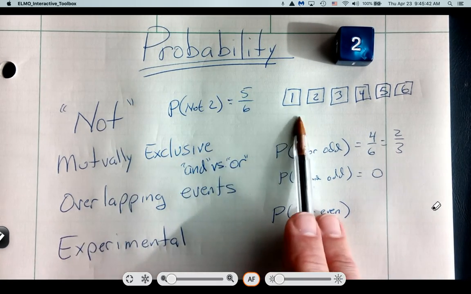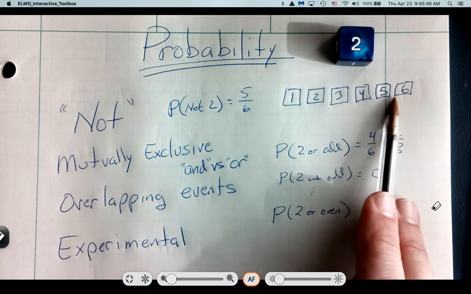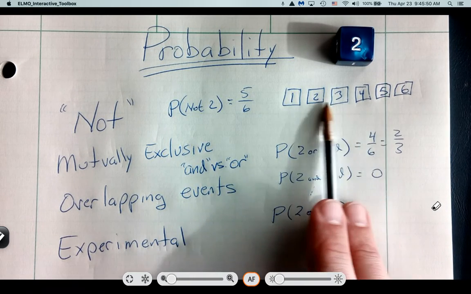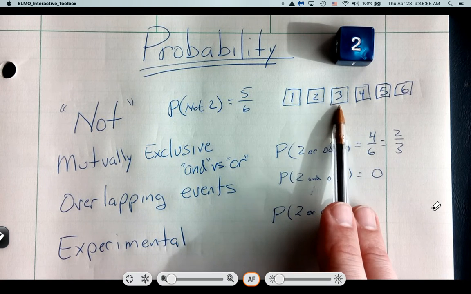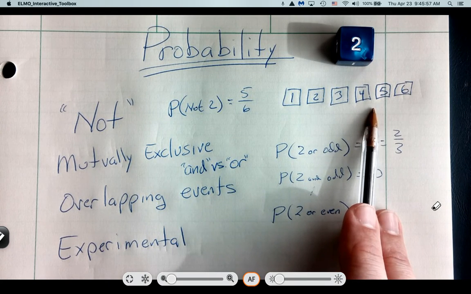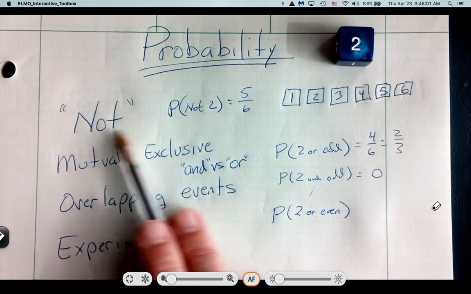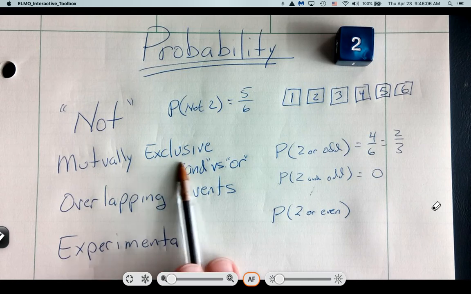If I do want the probability of not an even, well, how many of these numbers are not even? Well, 1, 2, 3 are not even, so you'd have the probability of 3 out of the 6, or again, 3 out of 6 reduces to 1/2 or a 50% probability of not an even. So the word not should be pretty straightforward. The next thing I want to talk about is what we mean by mutually exclusive.